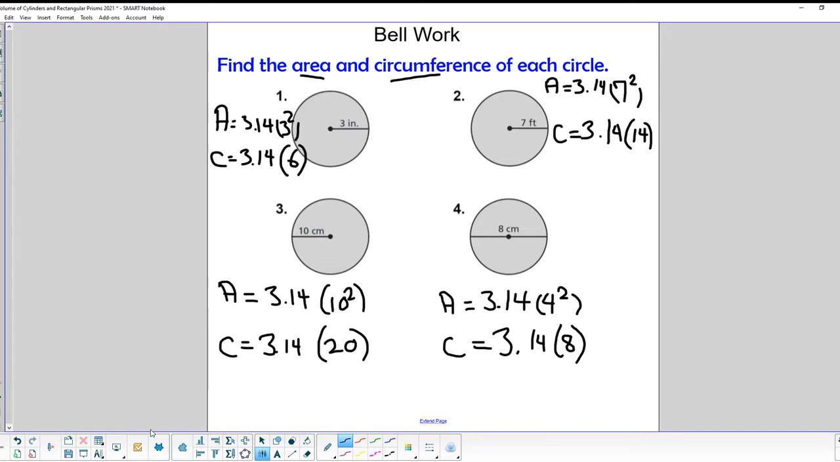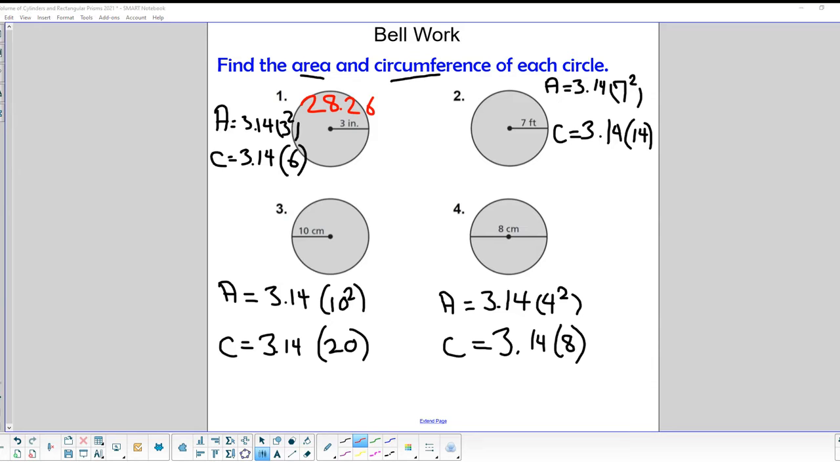Now we're going to go ahead and grab a calculator real quick, and we'll just do the first couple of problems to make sure we know how to do these calculations. So the first one, 3.14 times 3 to the second, which would be 3.14 times 9. So 9 times 3 would be 27. So it's going to be a little over 27. It's going to be 28.26.